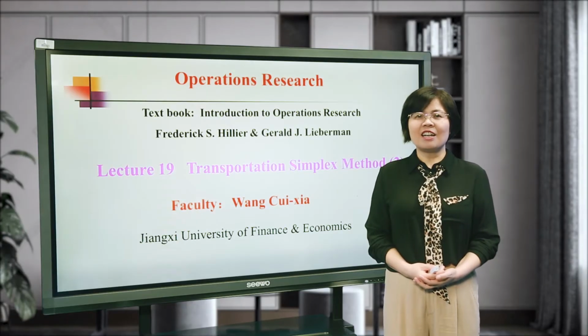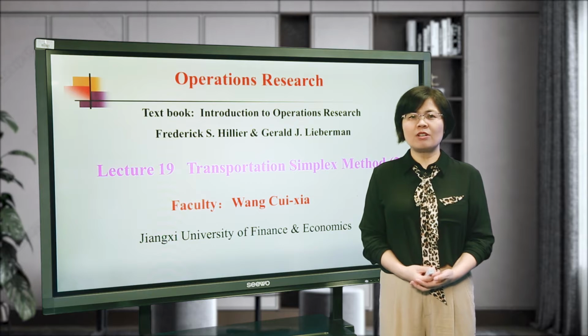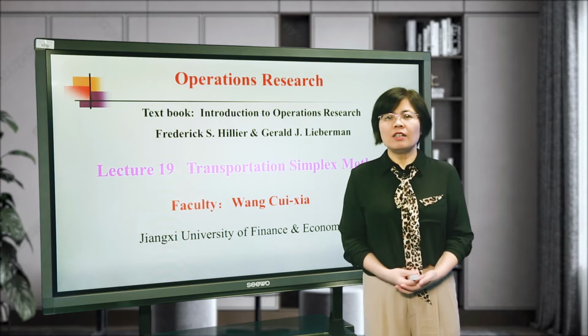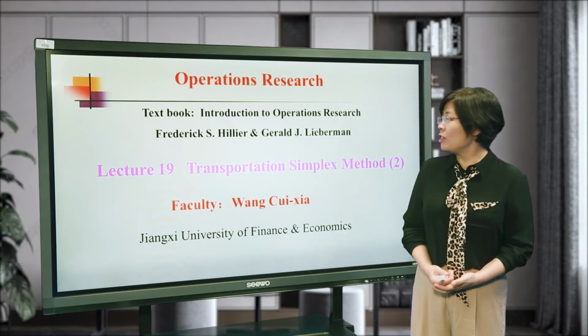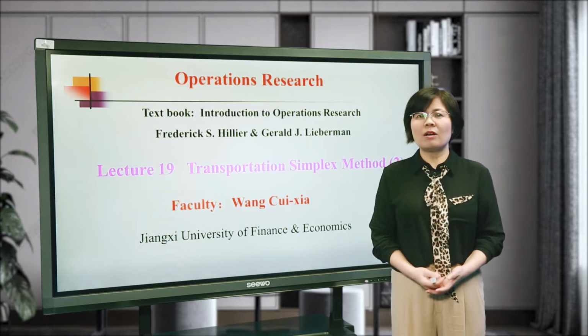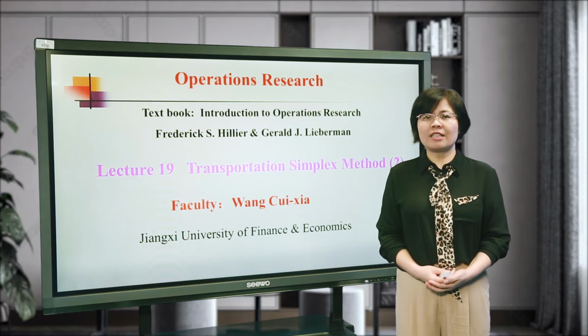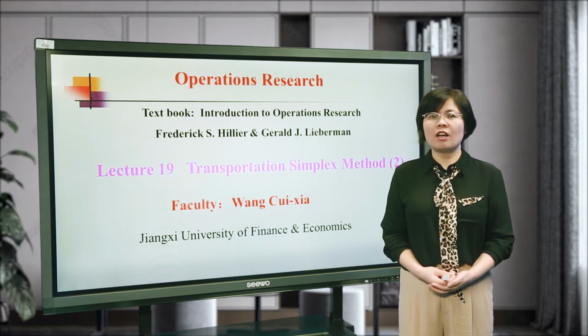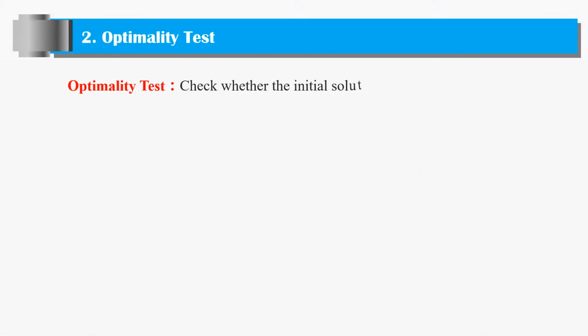Alright, last time we saw 3 criteria to get the initial BF solution. In this lecture, I will talk about how to test whether the initial solution is optimal, which is the optimality test, which means checking whether the initial solution is optimal.